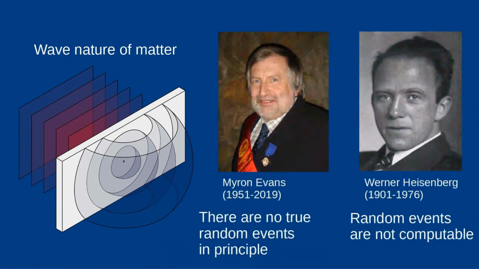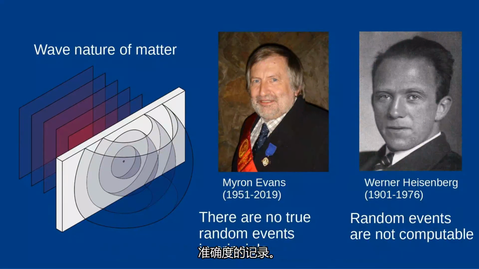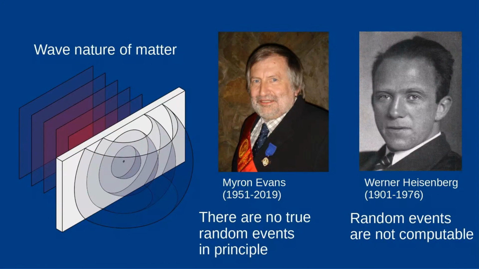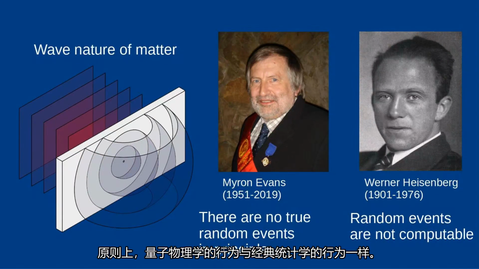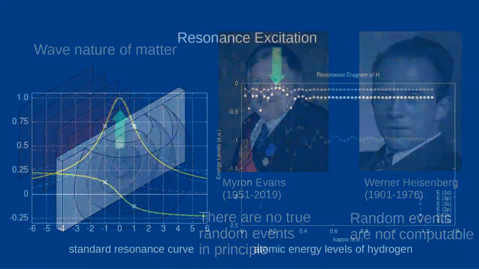screen. Heisenberg's uncertainty principle states that certain combinations of physical quantities cannot be recorded with any degree of accuracy. However, the general validity of this principle was refuted by Myron Evans and Horst Eckhardt. In principle, quantum physics behaves like classical statistics. One cannot say that processes in nature are subject exclusively to chance.